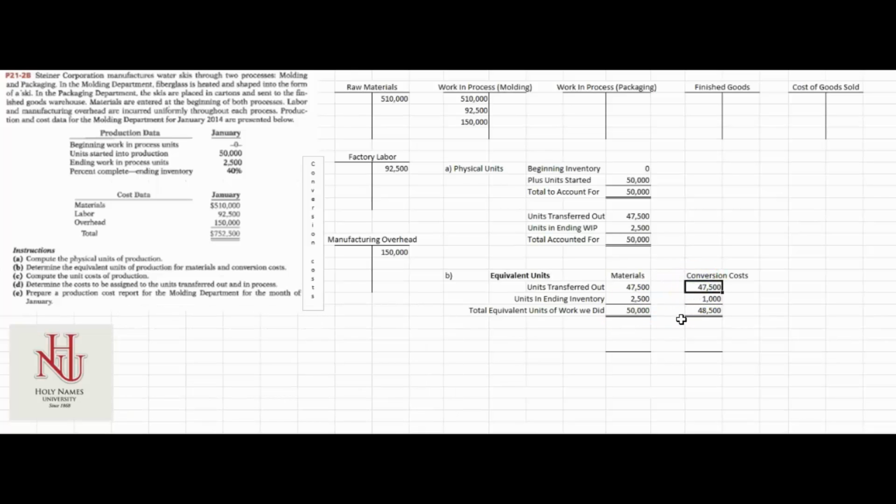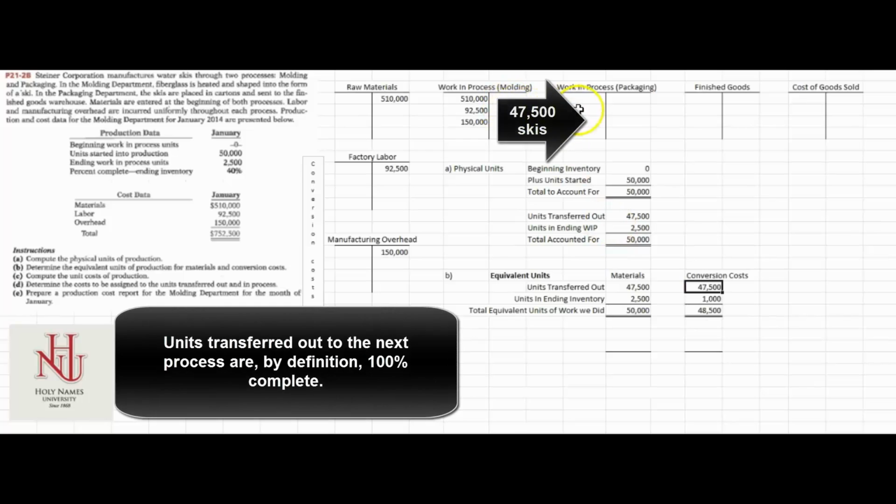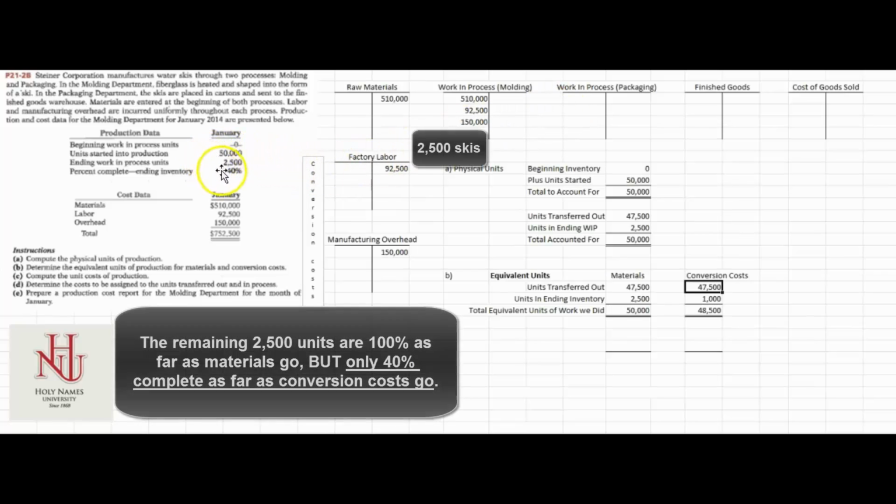As far as conversion costs go, those 47,500 we sent out had to be complete, otherwise we couldn't have moved them on. Here's the tricky part. There were 2,500 units left in ending work in process in the molding department. They were 40% complete.